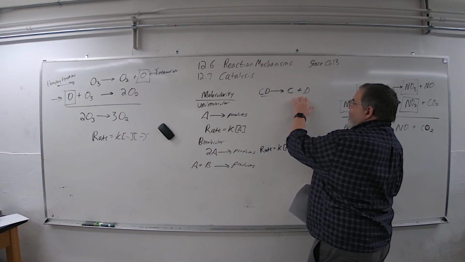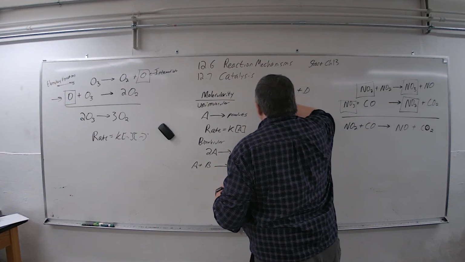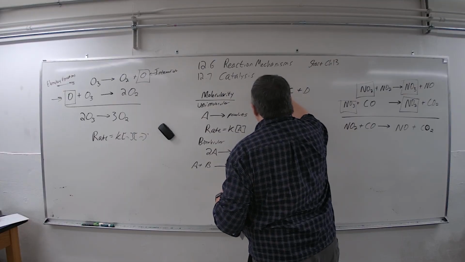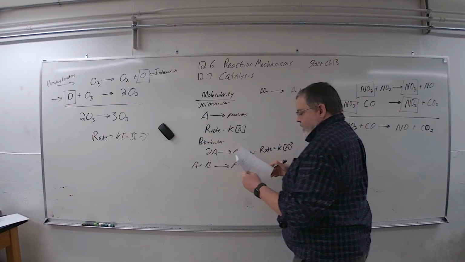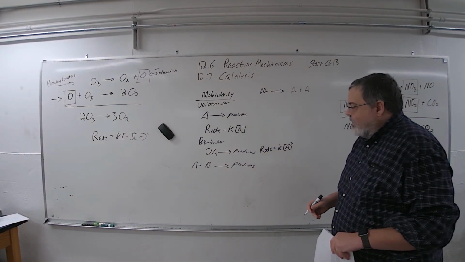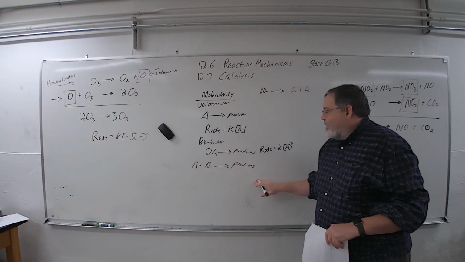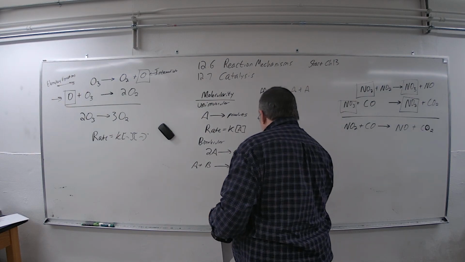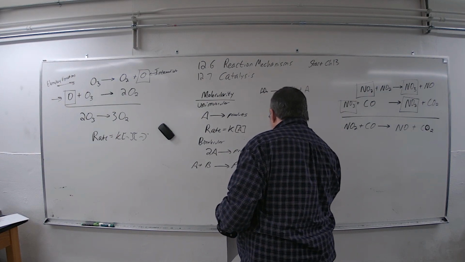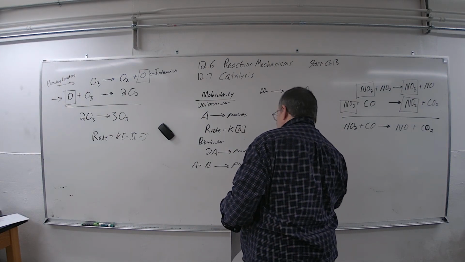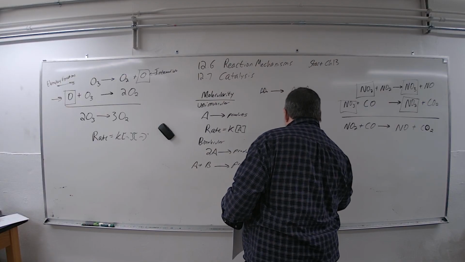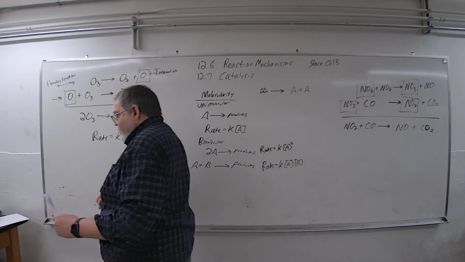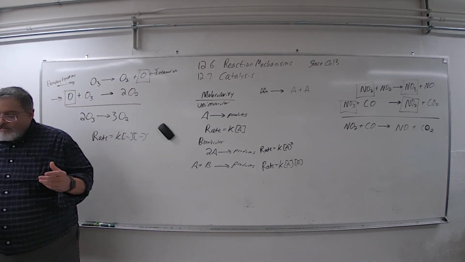These 2 things, well, if they were the same thing, or if it's two different things that make product, then the rate would be K, A, B, first order in A and B. So that would be bimolecular.